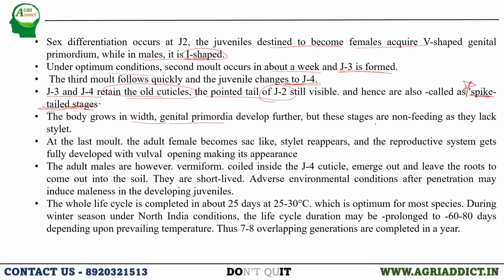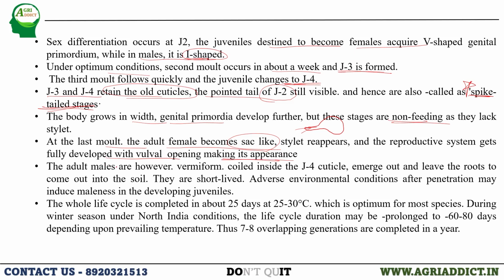But the stages seen after the J2 stage are non-feeding, as they do not have any stylet in them. At the last molt, the adult female will become sac-like because as it starts feeding, it assumes the shape of sac-like or melon-like, and stylets will start appearing at this stage, and the reproductive system gets fully developed with vulval opening making its appearance.